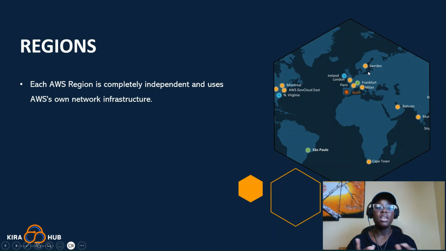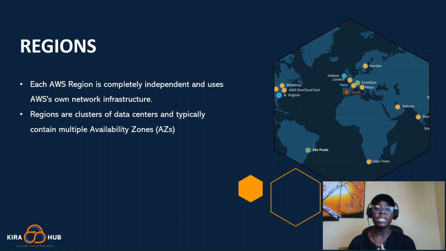Regions are isolated from each other, different from availability zones where AWS replicates some resources across availability zones. AWS does not replicate resources across regions automatically, unless you set this up. So when you view resources, most of the time you will only see the resources that are tied to the region that you have selected.